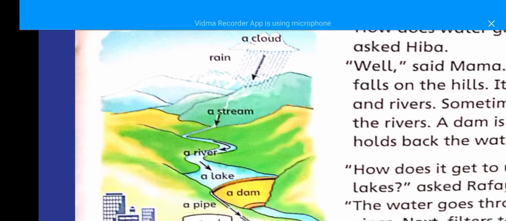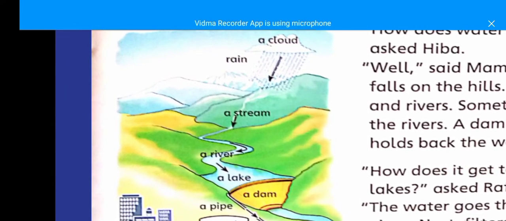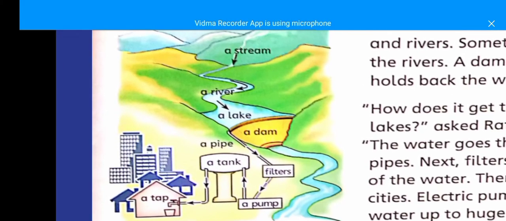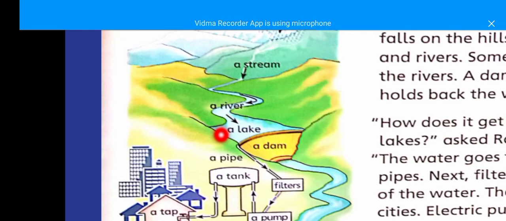First of all, now let's discuss this diagram, which you can see on your textbook page number 67. Here we can see how we are getting water on our planet: a cloud that is giving us rain. So the rain water is coming into a stream. Here you can see, due to the rain falling, we are getting this stream, and this stream is going to convert into a river, and the river is going to convert into a lake.